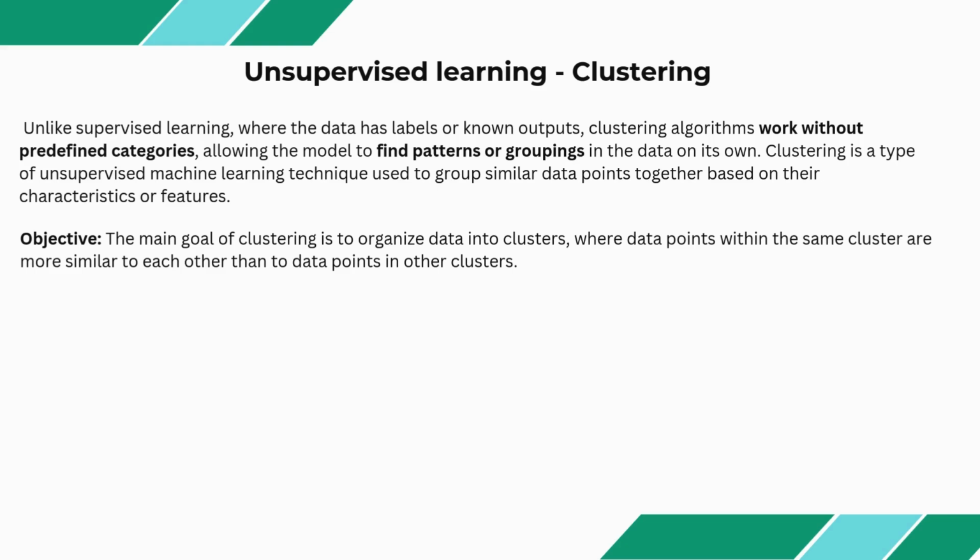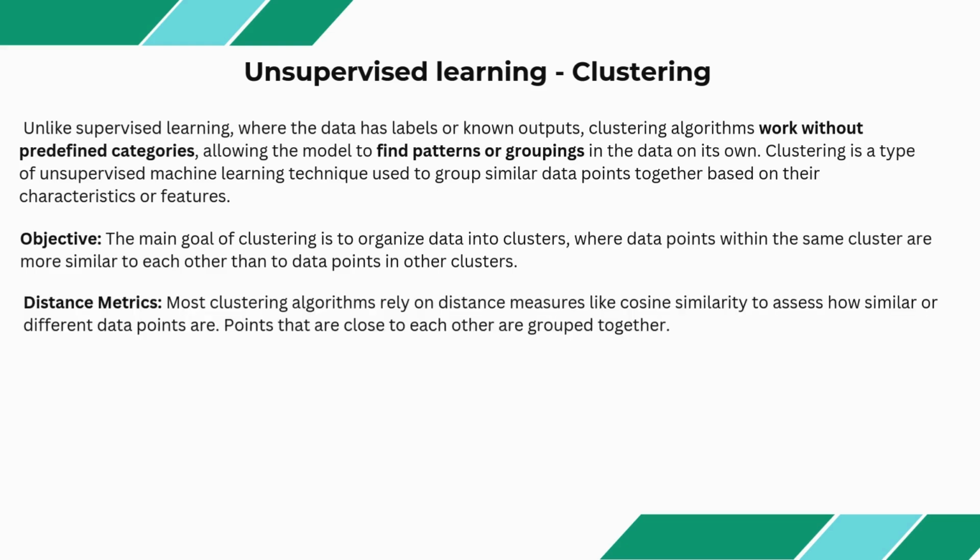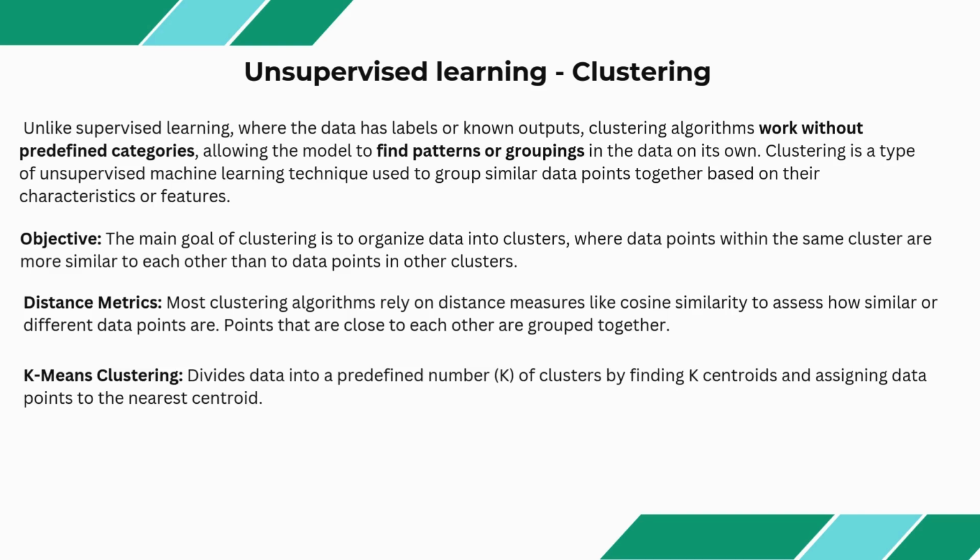To achieve this, it uses distance metrics, wherein most clustering algorithms rely on distance measures like cosine similarity to assess how similar or different data points are. Points that are close to each other are grouped together. One example of this is k-means clustering, which divides data into a predefined number, k, of clusters by finding k centroids, which are like center points, and assigning data points to the nearest centroid.